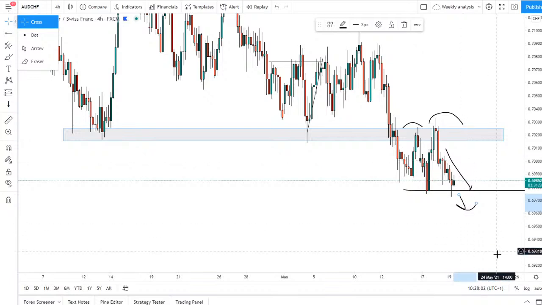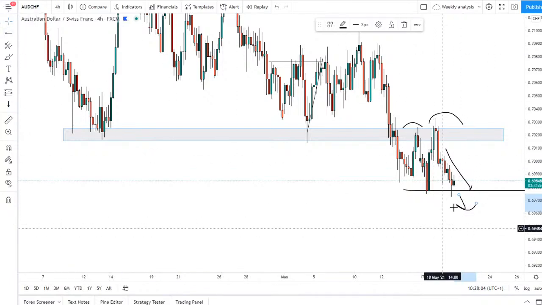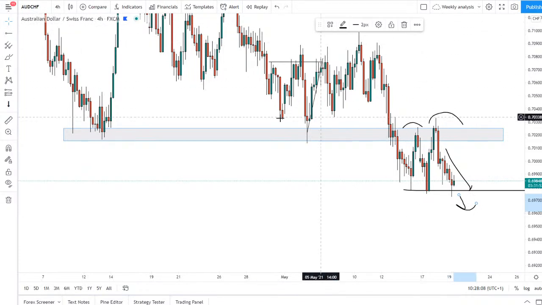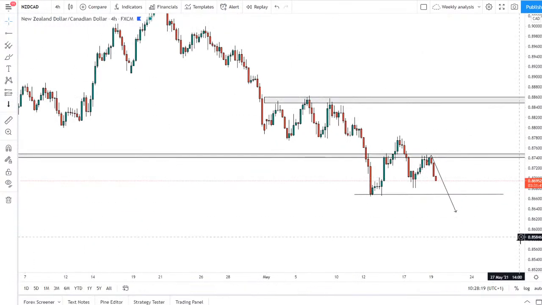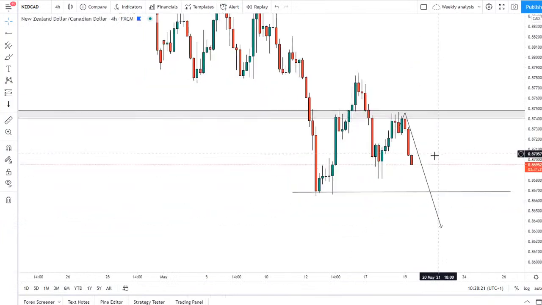AD USD, ADCHF, ADJPY. It's looking like we're seeing a lot of AD weakness, so might see a bit of a weak AD coming this morning, maybe even into the afternoon as well. So it looks like we could be seeing a weak AUD, maybe even a weak NZD as well, looking at some NZD pairs. As you can see, look at NZDCAD here, still very bearish.